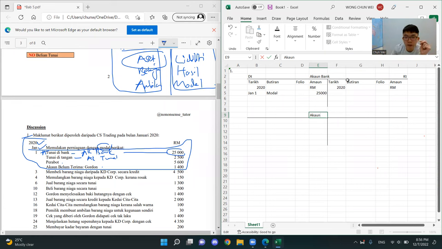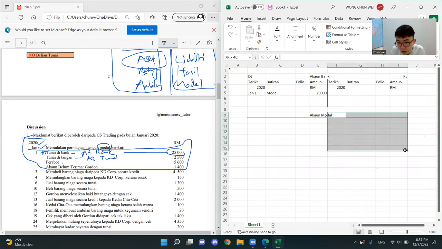All right, so I already debit my account bank. So another one, I need to credit. So what do I credit here? You write back what you wrote in the butiran. So if in the butiran here you write modal, now certainly I have to credit my account modal. So you write account modal under the credit side here, you put.